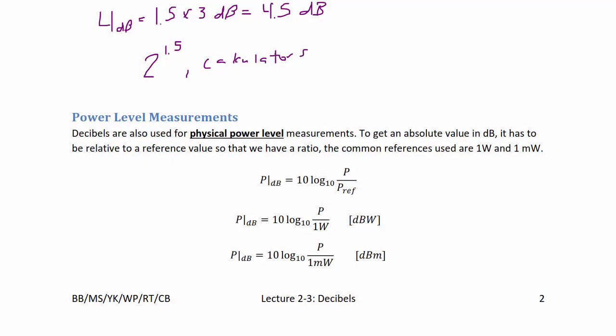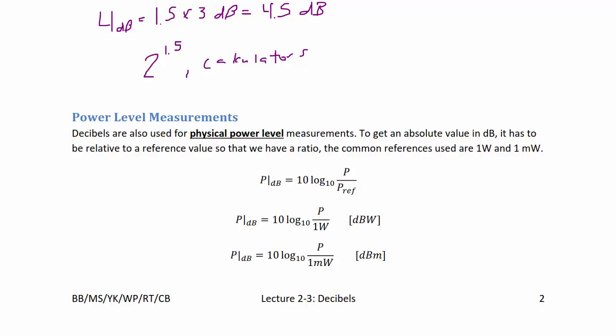Power level measurements. Decibels are also used for physical power level measurements. To get an absolute value in decibels, it has to be relative to a reference value so that we have a ratio. The common references used are 1 watt and 1 milliwatt. So the power in decibels would be 10 log base 10 of the power over the power reference.